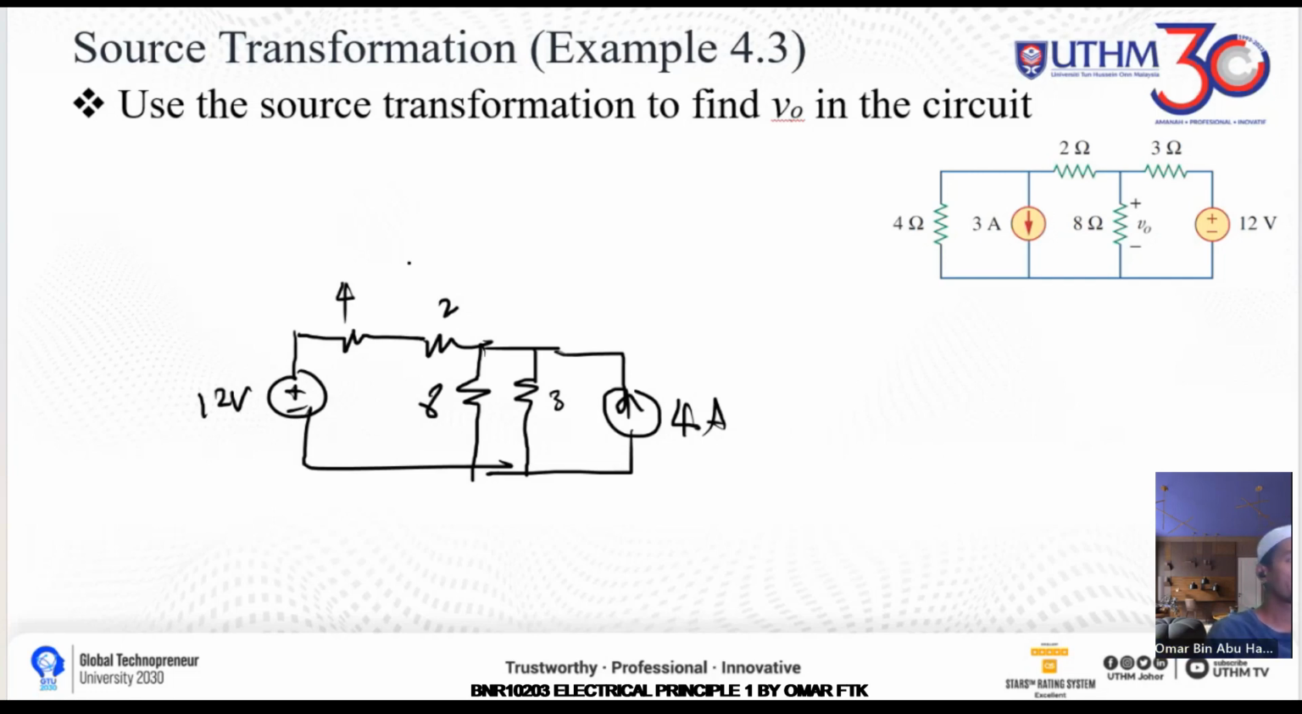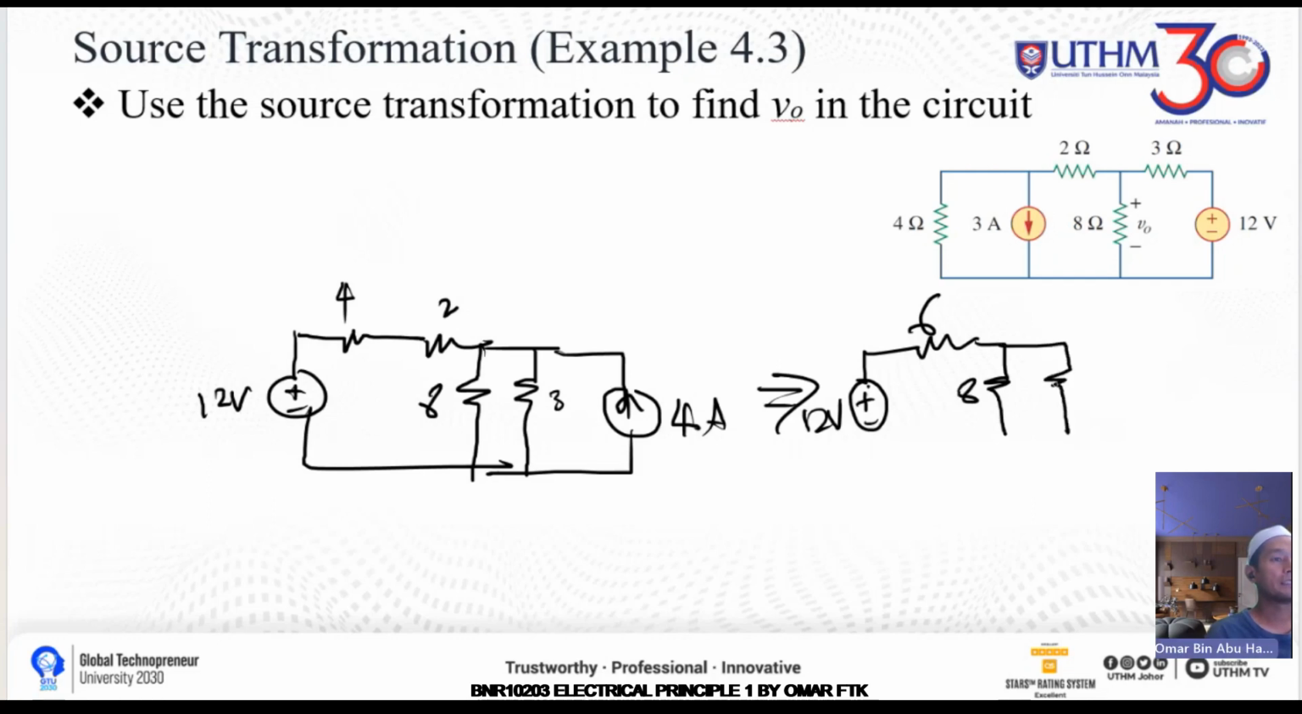This one you can combine. 4 plus 2 is equal to 6, right? So this is minus 12 volt. So you will have 6, you got 8 and 3. Also you can combine this, but let's do one by one. This one 8, this one is 3, and then you have a current source 4 ampere.